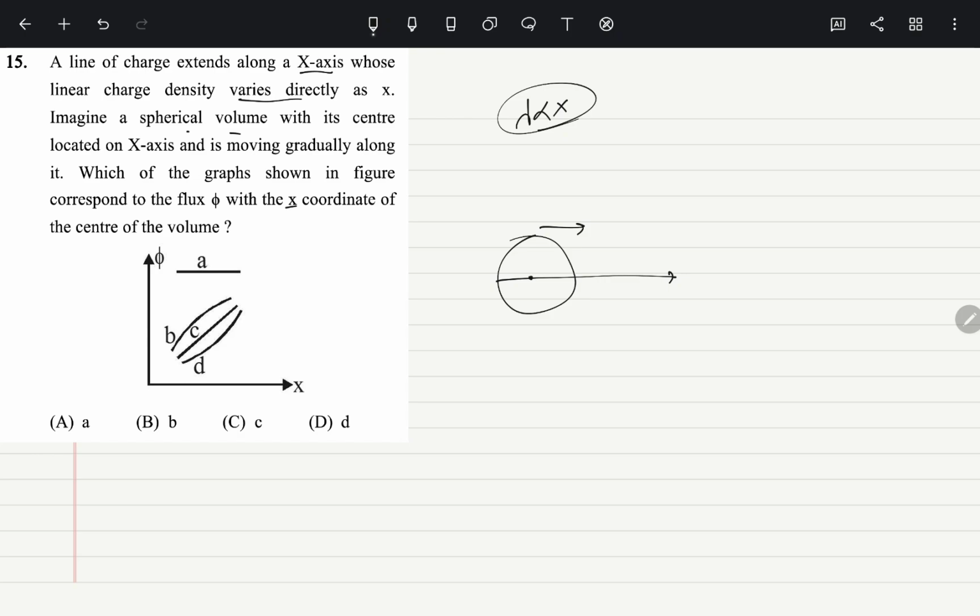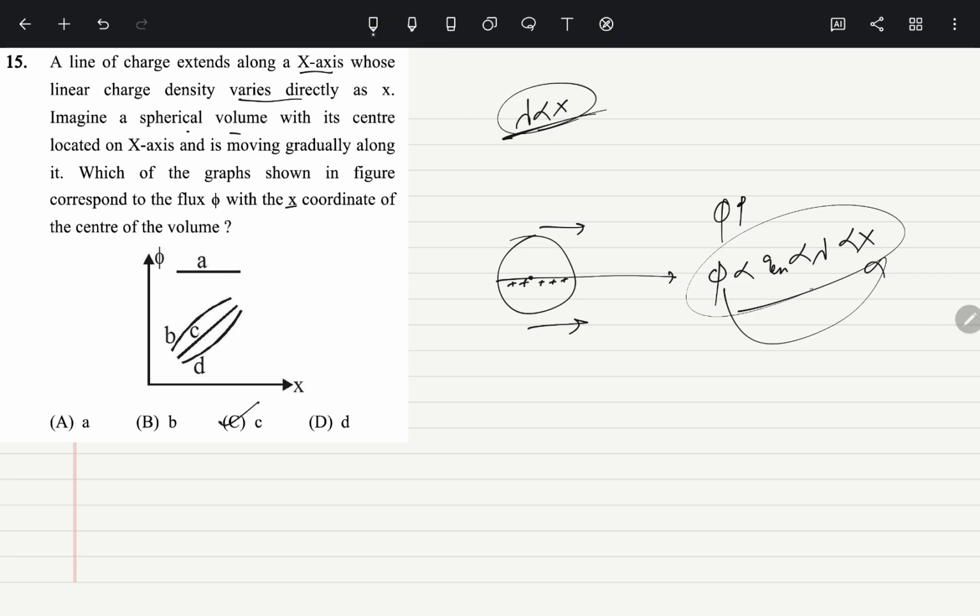As you can see here, lambda is directly proportional to x, right? So as we move in this direction, lambda will increase. If lambda increases, the enclosed charge will increase. If enclosed charge increases, the flux will increase. So flux is directly proportional to enclosed charge, which is directly proportional to lambda, which is directly proportional to x. So flux is directly proportional to x here, so option C, a straight line, is the answer. Hope it is clear. Let's move to the next question.